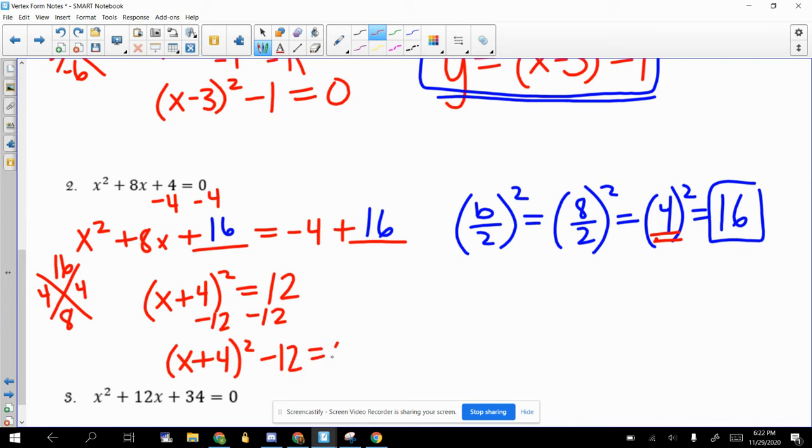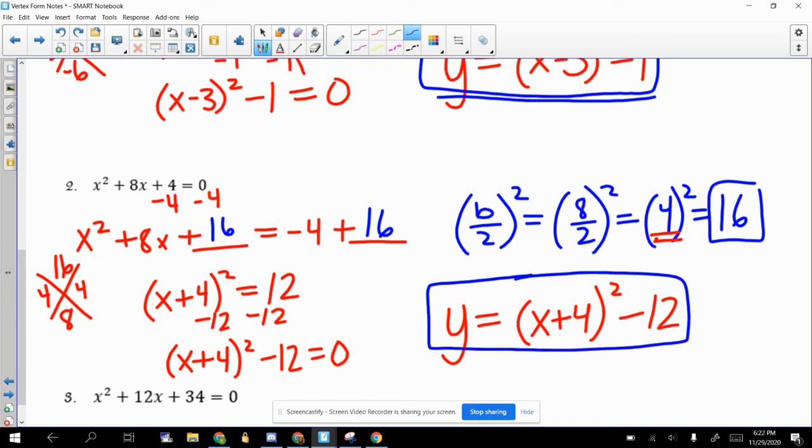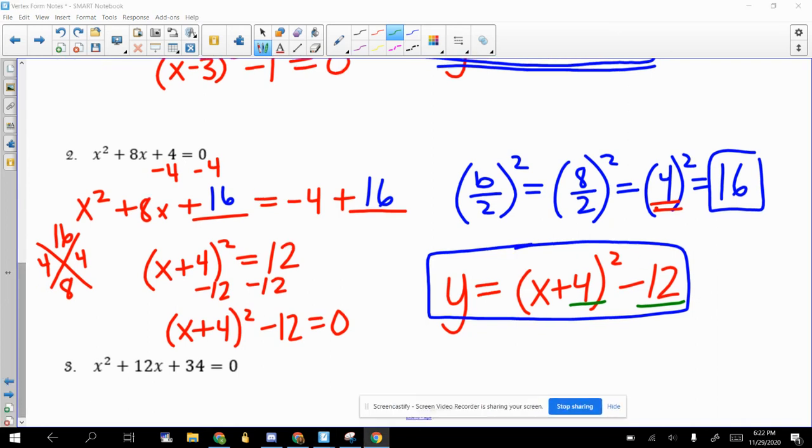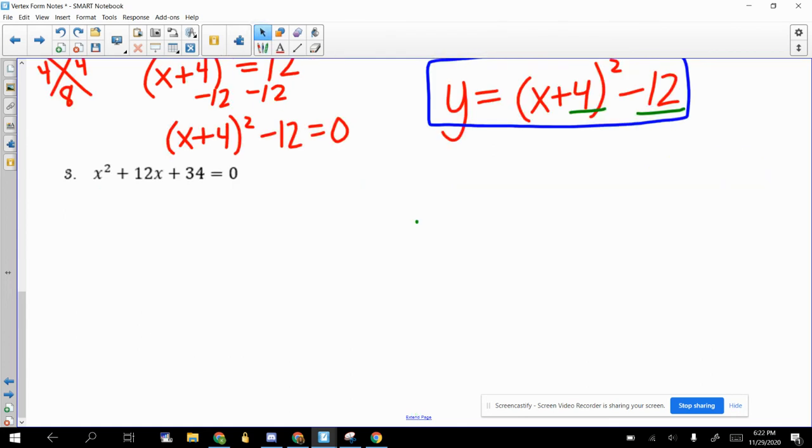Minus 12 equals 0. And again, I'm going to replace that 0 with y. So I'm going to write it as y equals x plus 4 squared minus 12. And that is my final answer. And again, we're going to talk later this week about what this h, k or what the vertex represents and how we can transform or move the graph of our parabola based on this information here, based on the vertex form. Okay, let's try one more together and then I'll have you guys try some on your own.